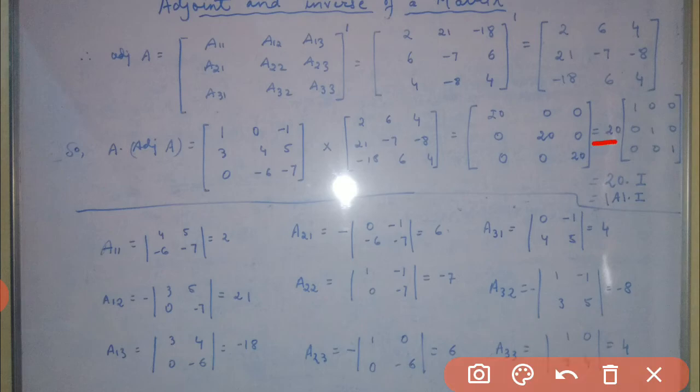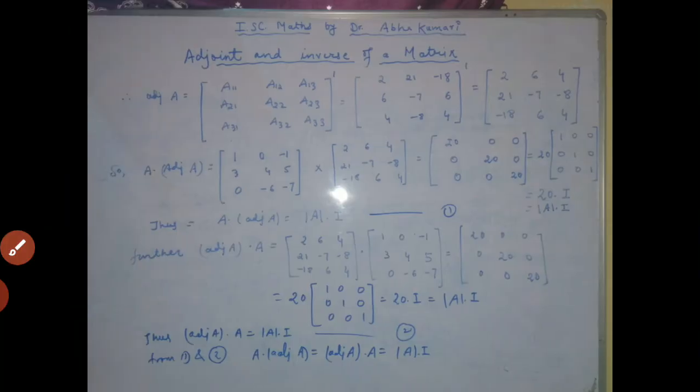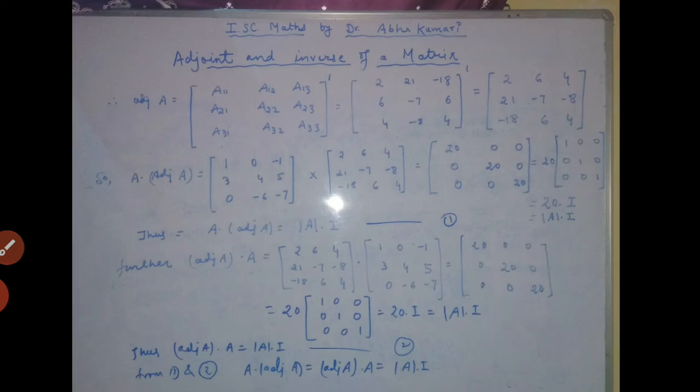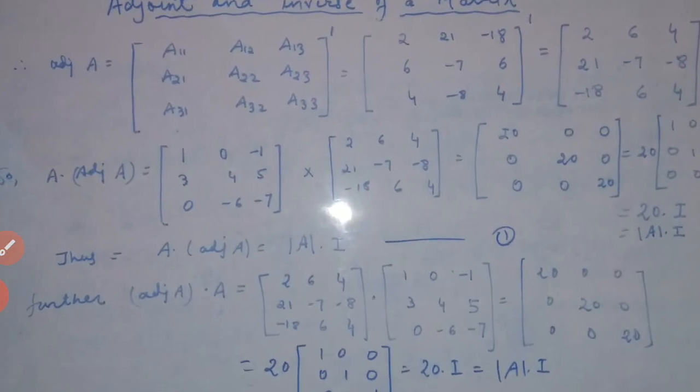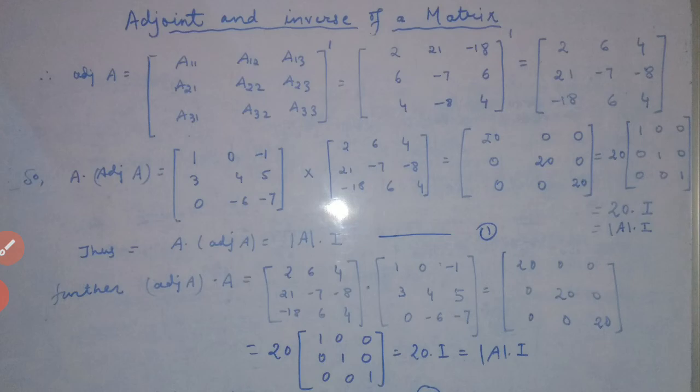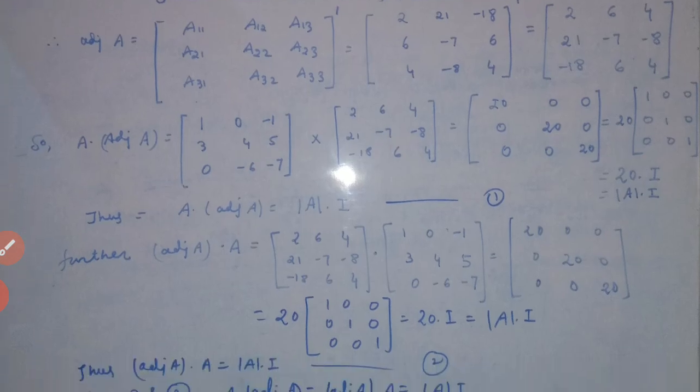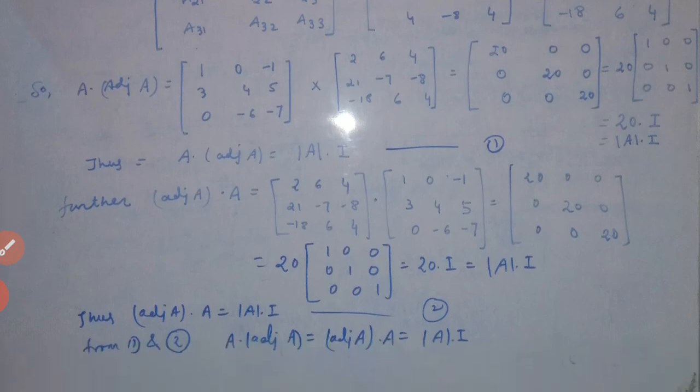And this is the value of what? Identity matrix of order 3. So I write it here 20 into I, and this is equal to what? Determinant of A into I. Why determinant of A? Because we have the value of determinant of A equal to 20. Okay. Now, after getting this value of 20, we just write it here like this. So now we put this as equation number 1. So A into adjoint of A equals determinant of A into I.